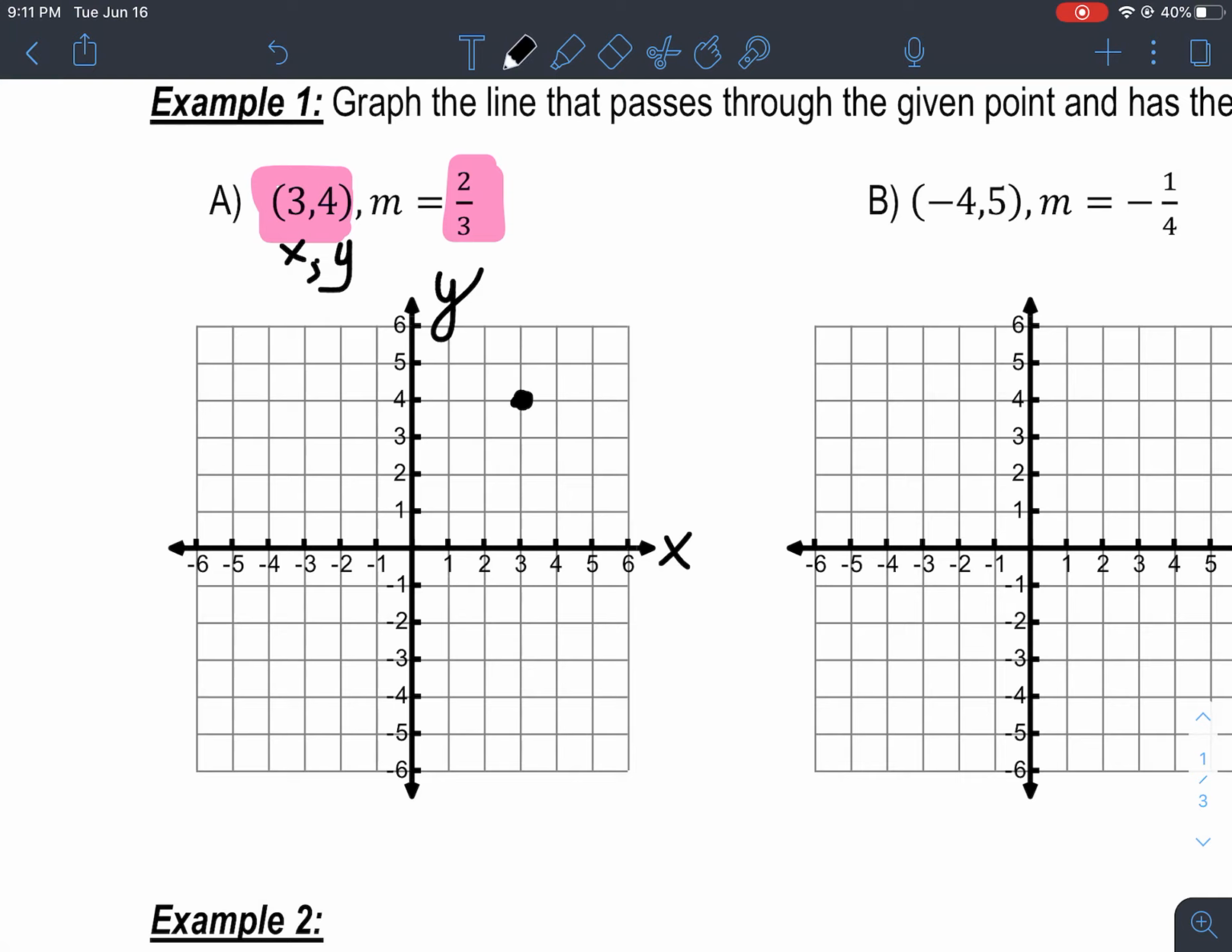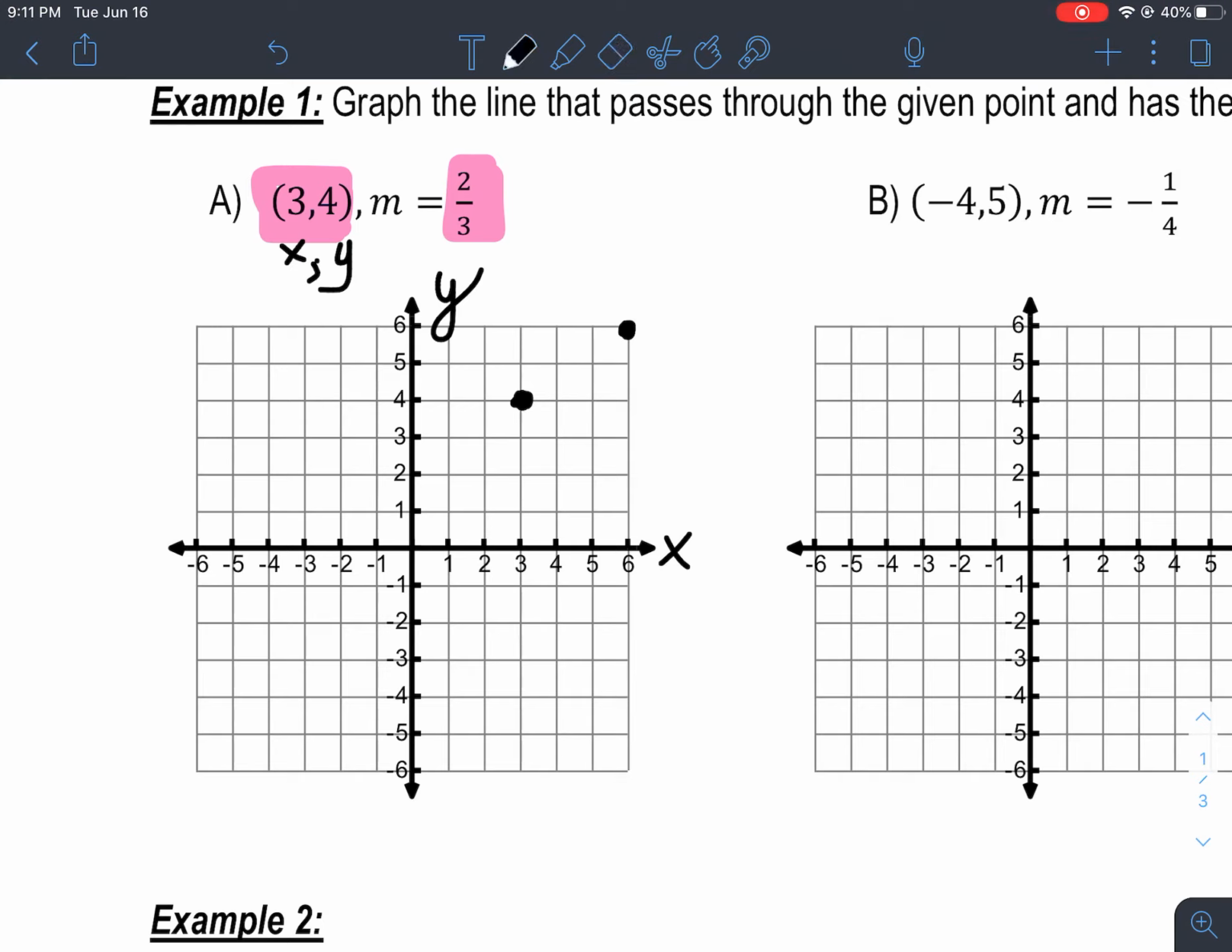What we're going to do next is to get a line, we are going to graph our slope of 2 over 3. We're going to do that from our point that we already plotted. So to graph our line, we're going to go up 2 units over 3. So up 1, 2, over 3, 1, 2, 3, and put a point.